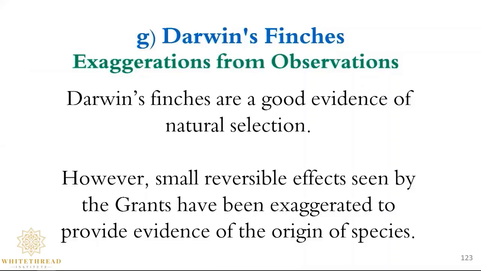However, small reversible effects seen by the Grants have been exaggerated to provide evidence of the origin of species, which it clearly doesn't. So what we really see here is merely small oscillations within species. And that's not an evidence for the origin of species that Darwin's theory actually requires.